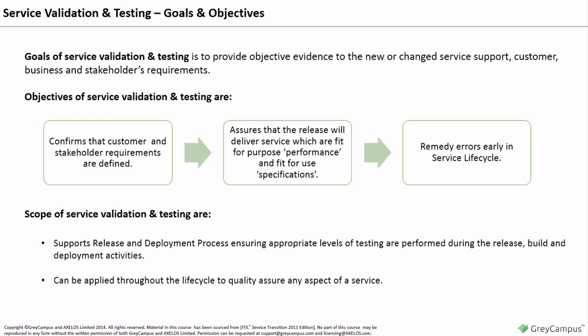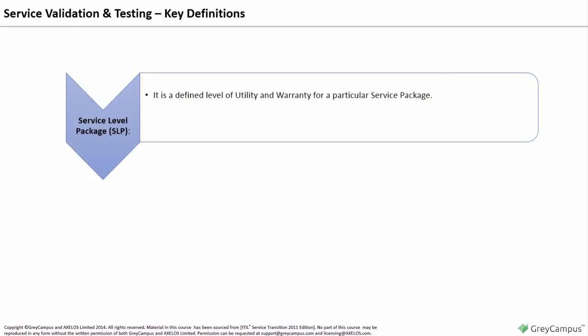When validating and testing an end-to-end service, the interfaces to suppliers, customers, and partners are important. Service provider interface definitions define the boundaries of the service to be tested, e.g., process interfaces and organizational interfaces. Service validation and testing, key definitions. Service Level Package, SLP, is a defined level of utility and warranty for a particular service package. Each SLP is designed to meet the needs of a particular pattern of business activity, PBA.